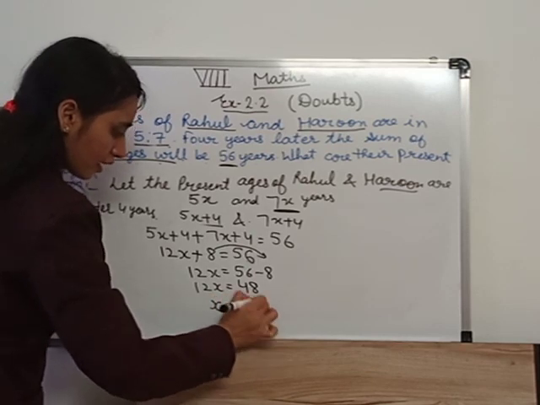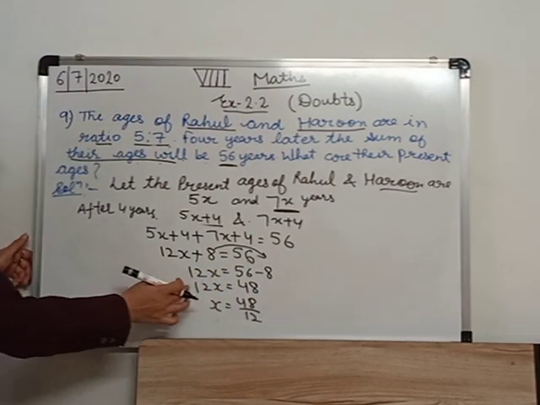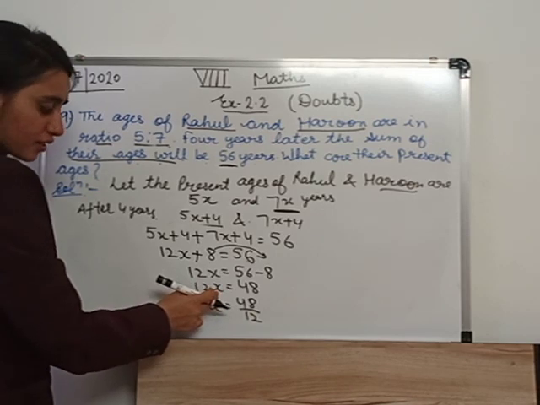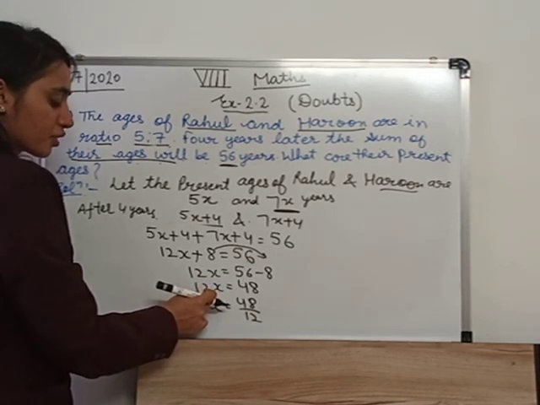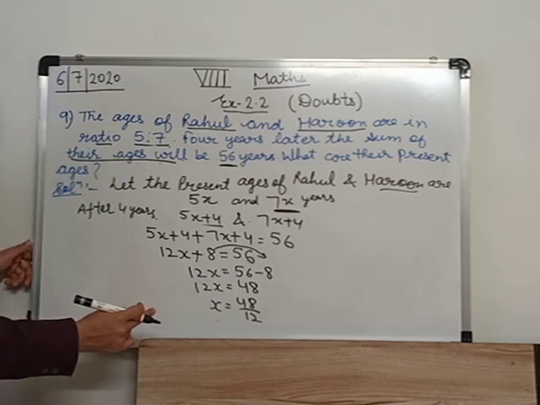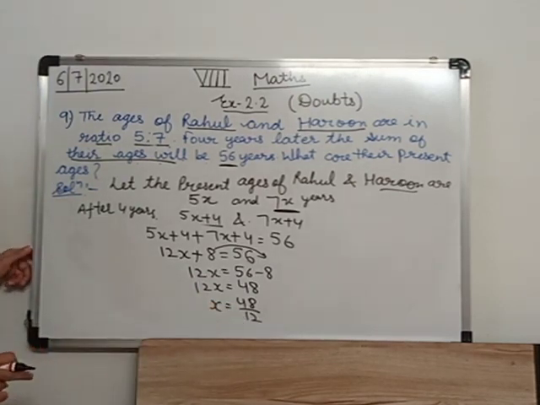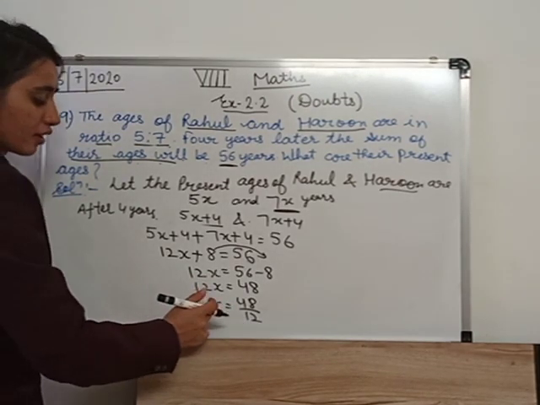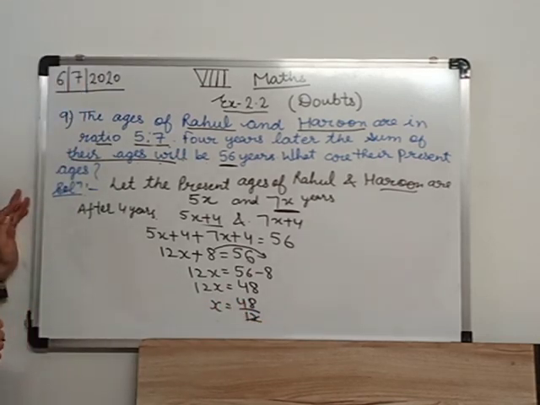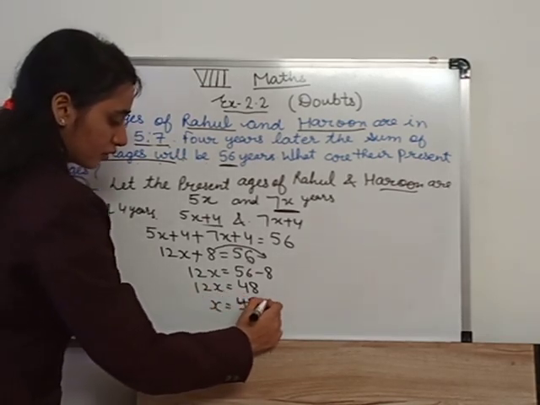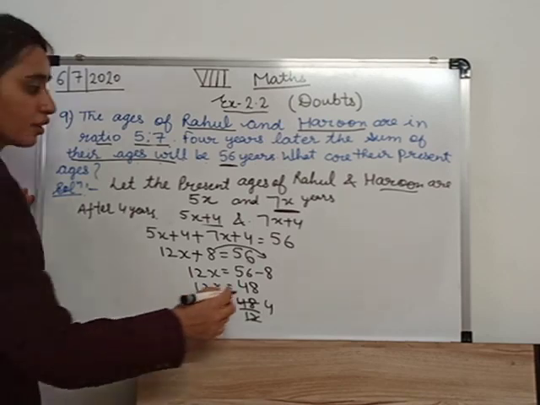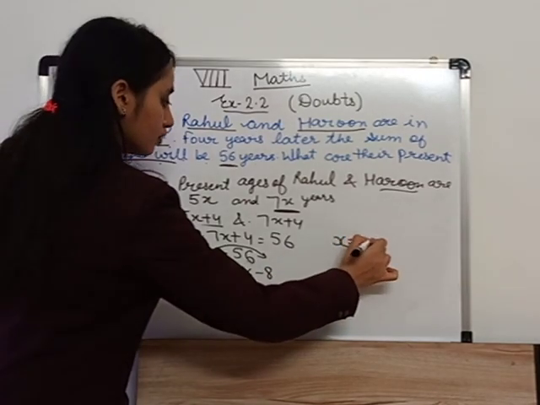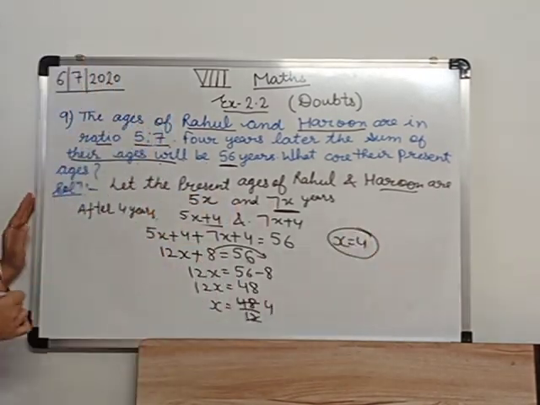48 divided by 12, because 12 is in multiplication with x on this side. By using the transposing rule, when we shift it to the right side its sign changes and it is in division with 48. Now 48 divided by 12 is 4. So the value of x is equal to 4.